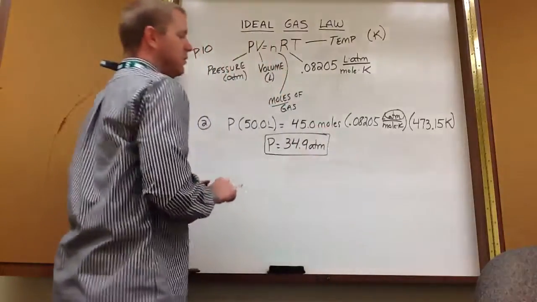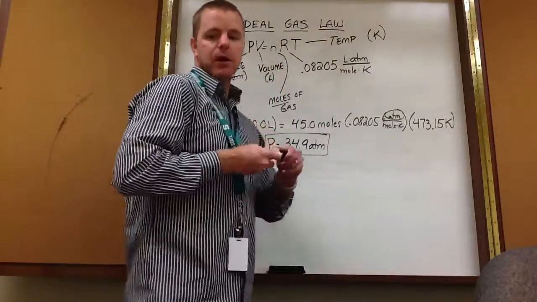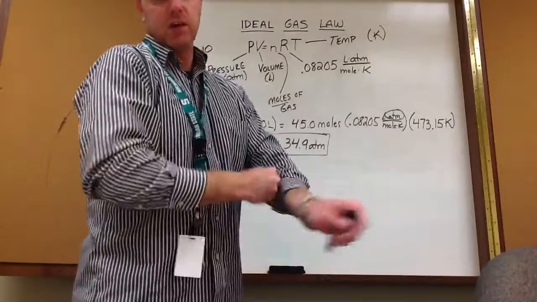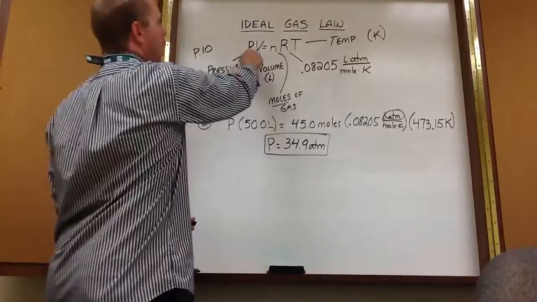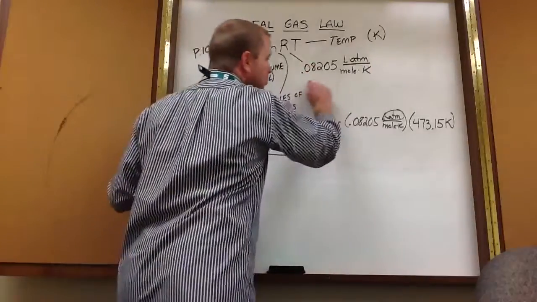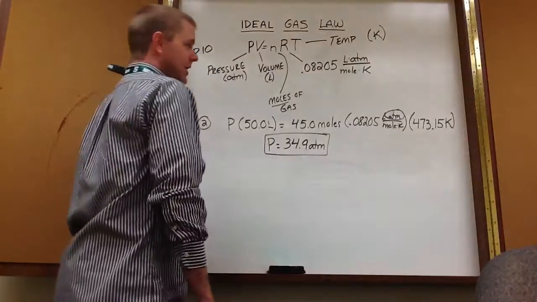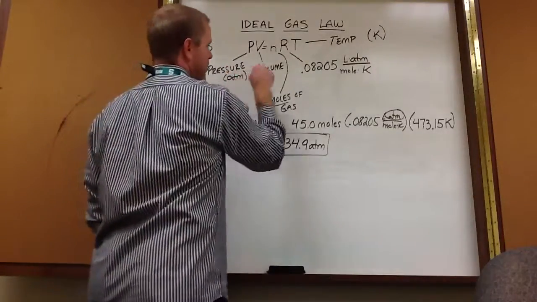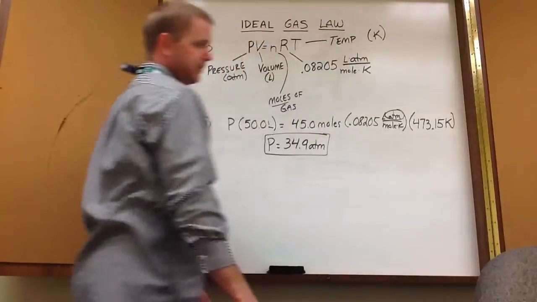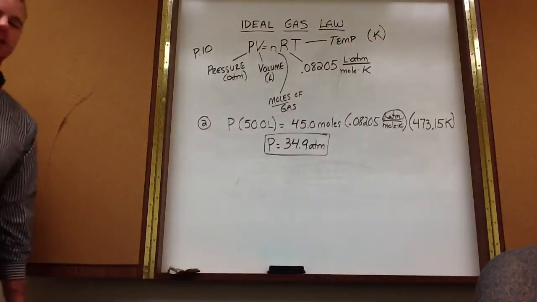I'm going to tell you, as you do more problems, you are going to notice where you are going to have to make some conversions. Where I'll give you the pressure in torr, and you're going to have to convert it into ATMs so that you can use this 0.08205. Again, must be ATMs, must be liters, must be moles, must be Kelvin. And that's the ideal gas law.